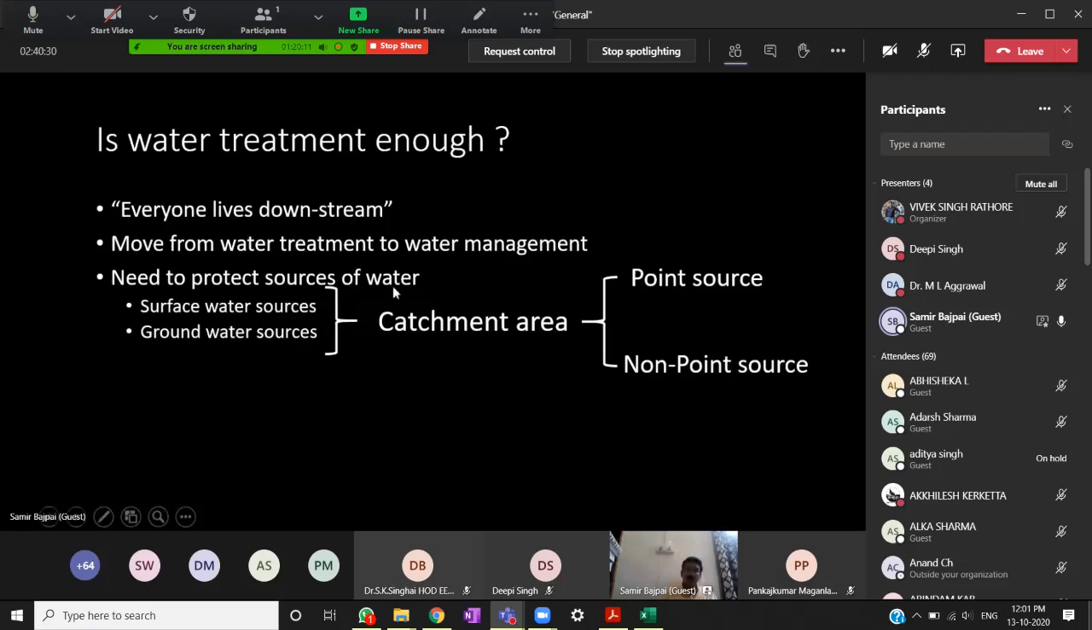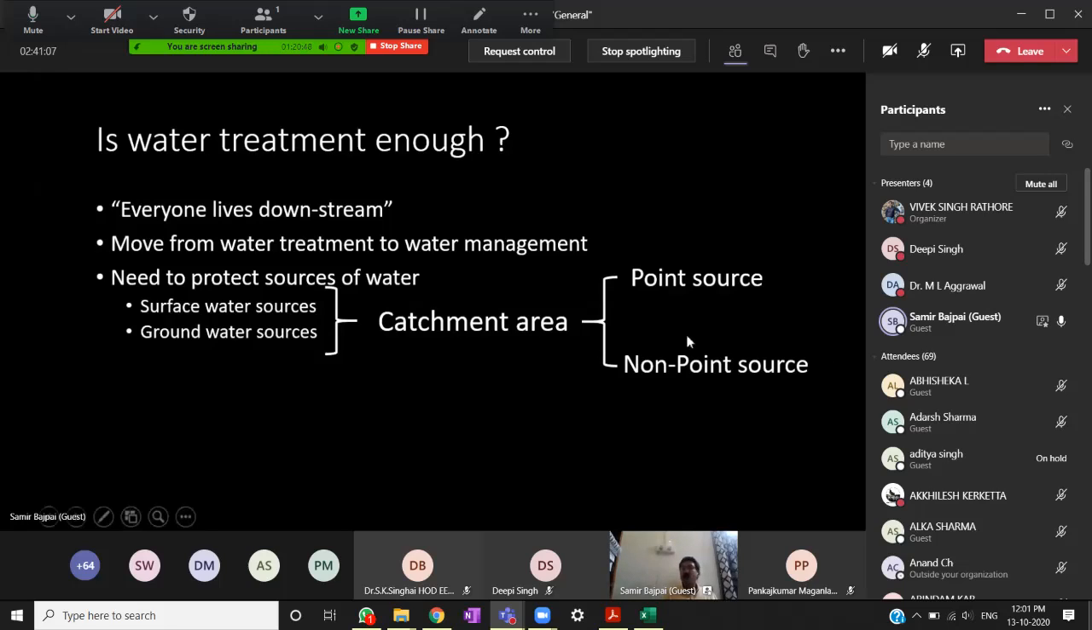All this water comes from a catchment area in which falling rainwater, falling precipitation, is stored, and it flows and joins surface water, it percolates down and joins groundwater. And there are various sources of contaminants which are contaminating this catchment area. Certain sources emerge from a pipe, so end of pipe sources or point sources, and we can identify those very easily. We can tap those sources, like industrial wastewater coming out of a pipe. Domestic wastewater, if managed properly, will also be coming out of a pipe. So these are end of pipe sources or point sources.